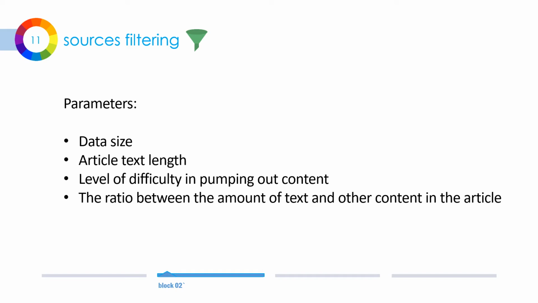If the page is dynamic and uses hashed JSON, JavaScript and JavaScript requests that get a JSON to generate the front-end part of the application, it's very difficult in some cases to scrape this data and place it into the data storage for further processing. Then there is the ratio between the amount of text and other content in the article.